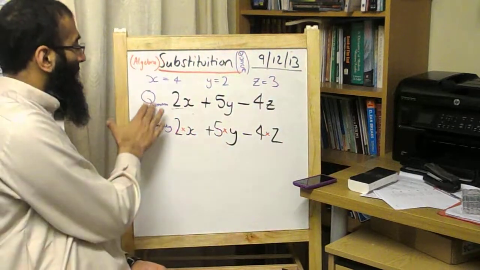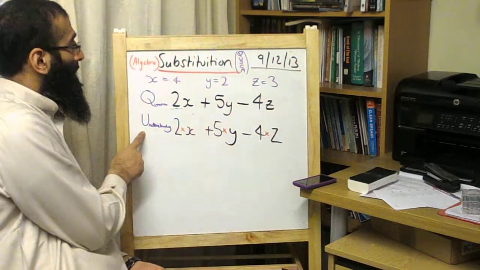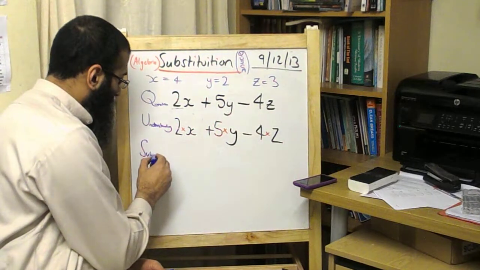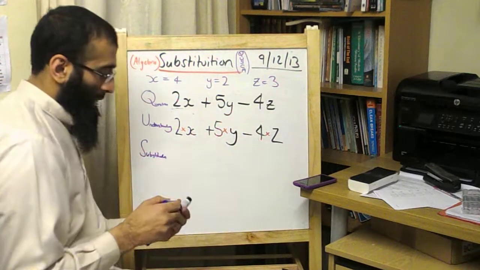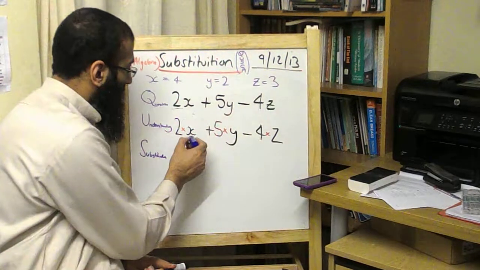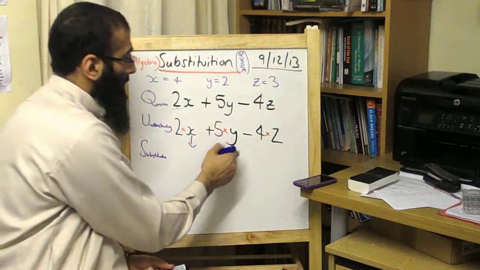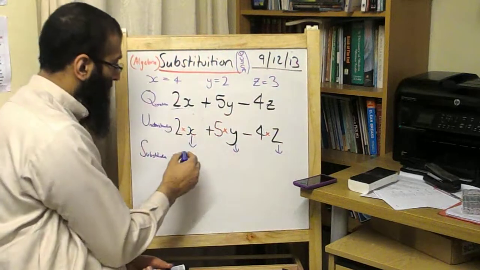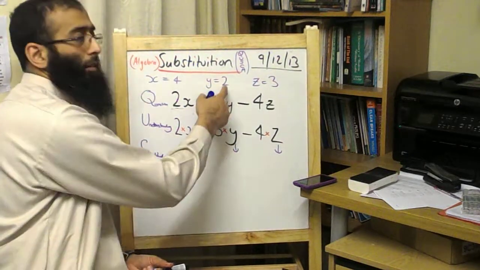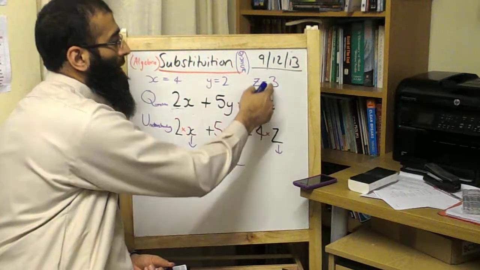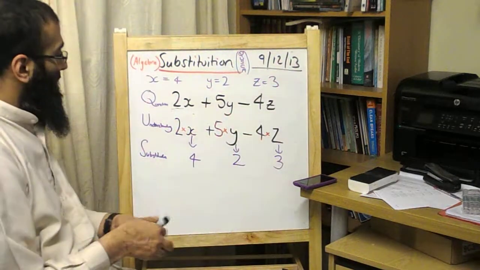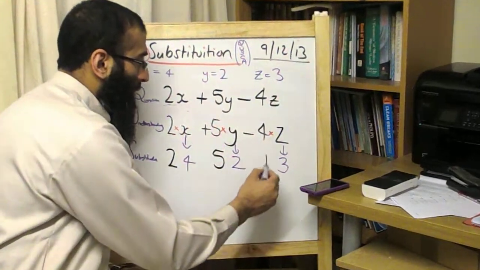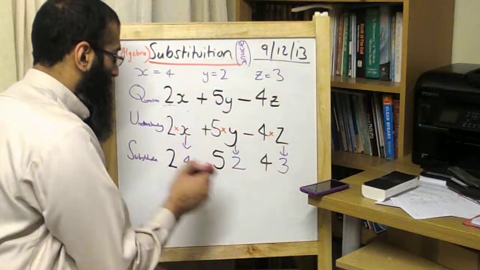Now that we've got the question and understood it correctly, we can do the S part. The S stands for substitution. Under the x value, we put the x value. Under the y value, we put the y value, and under the z value, the z value. So the x value is 4, the y value is 2, the z value is 3. Then copy the 2 back down, copy the 5 back down, copy the 4 back down, and copy the times back down.